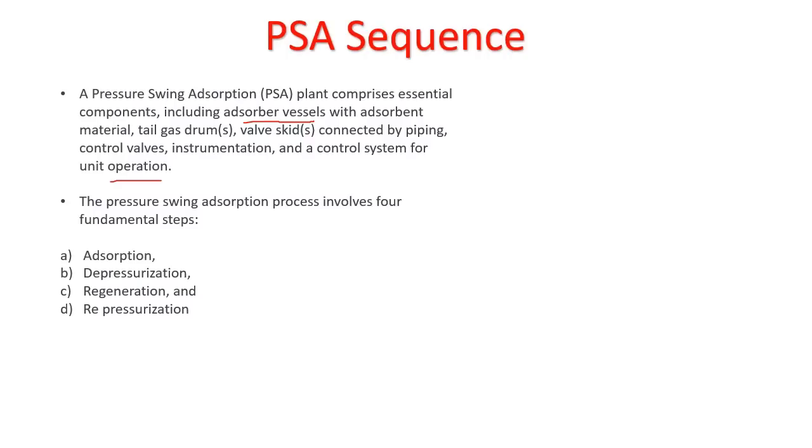So basically, if you see the pressure swing adsorption process, it consists of four fundamental steps. One is adsorption, second is depressurization, third is regeneration, and fourth is repressurization. So we'll go into details of these four steps to identify how these different processes work together to generate pure hydrogen.